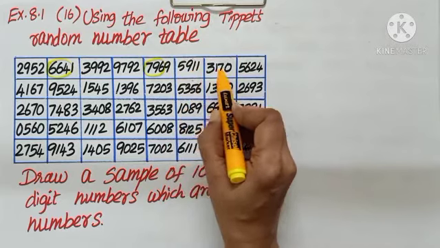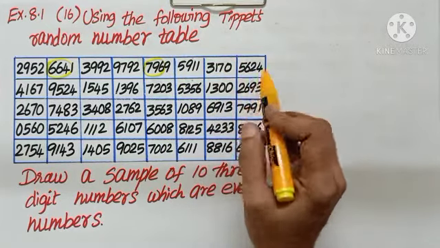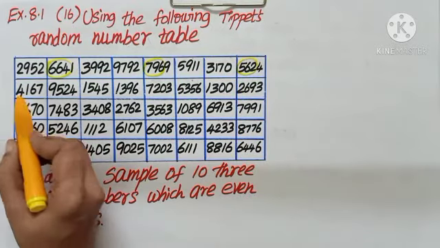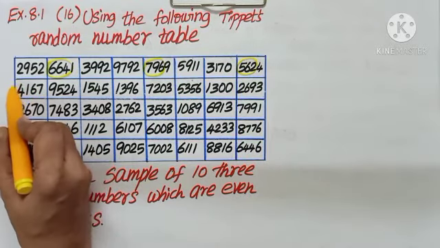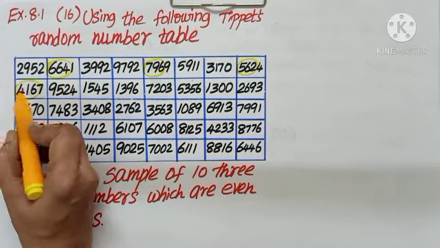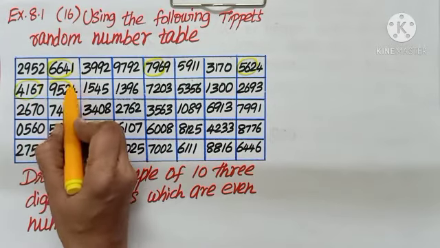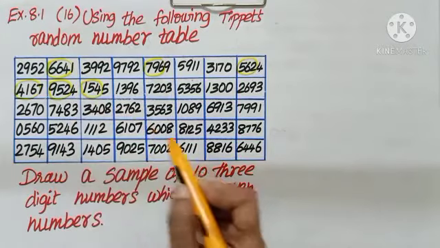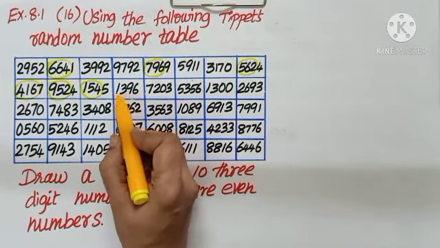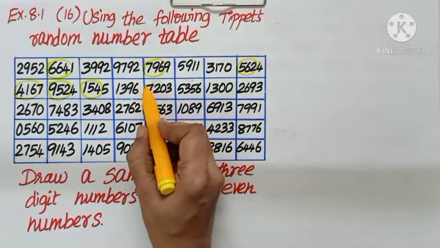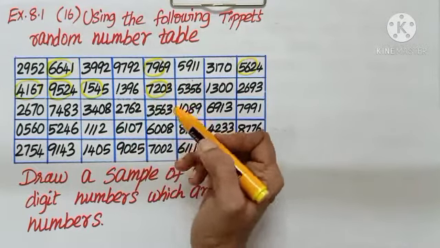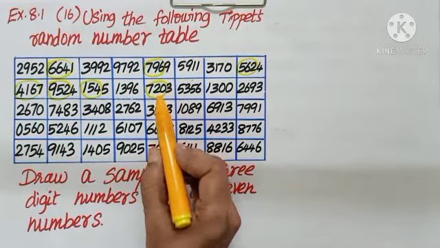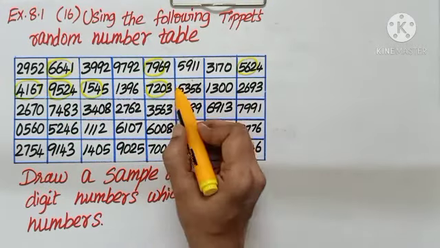591, it's odd. 317 odd. 562 I can select. The next one, 416, I can select because it is 3 digit and even. 952 I can select. 154 I can select. 139 odd number. 720 I can select. Check how many we have selected. 1, 2, 3, 4, 5, 6, 7. 3 more I need to select.